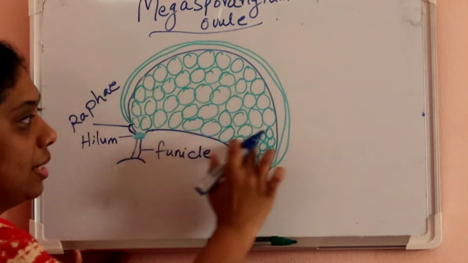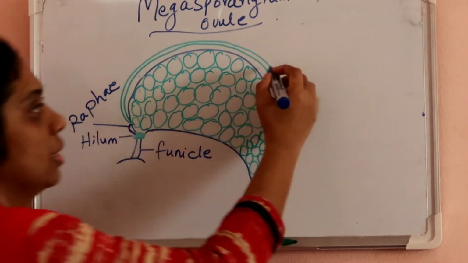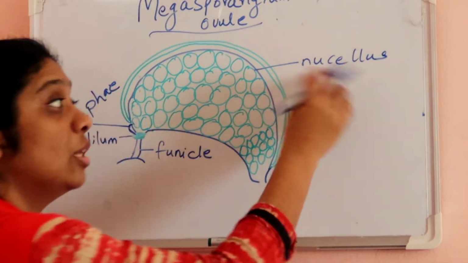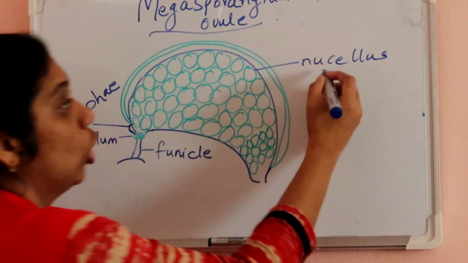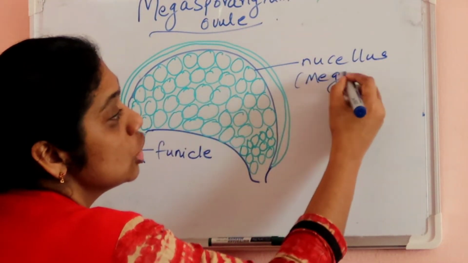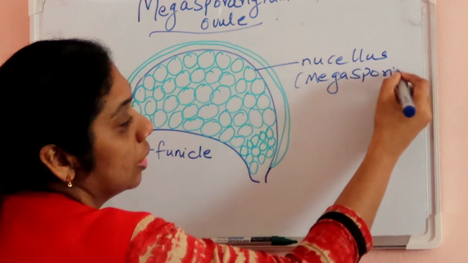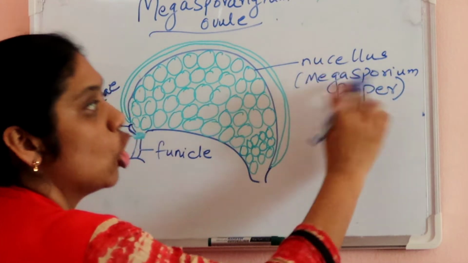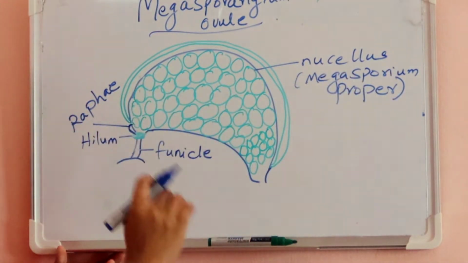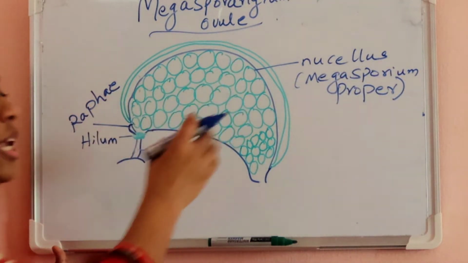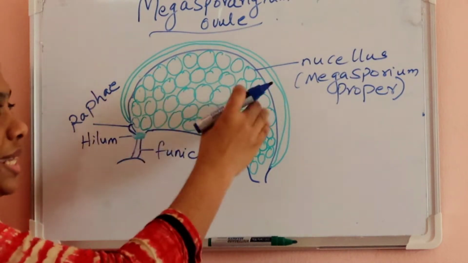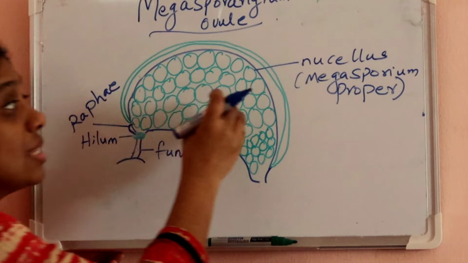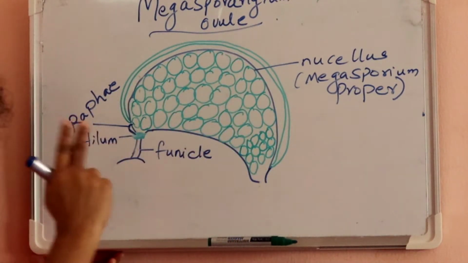Inside the ovule, the nucellus is present. The nucellus is also called the megasporangium proper. It is made up of parenchymatous tissue, compactly arranged. Based on the quantity of the nucellus, it is of two types.